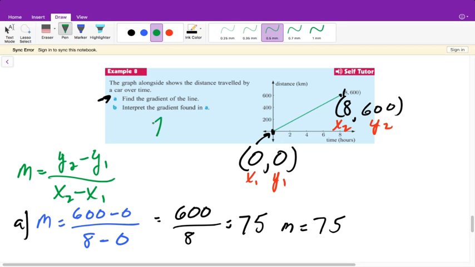For B, interpret the gradient found. So remember, it's telling us how quickly we're changing. It's telling us our change in y, which in this case is distance, over our change in time, which in this case is hours. So it's telling us our kilometers, that's our change in y, over our change in x, which is represented by hours. So it's telling us how quickly we moved on average through this time. So it's telling us that we drove 75 kilometers per hour in this 8 hours of travel, all right?